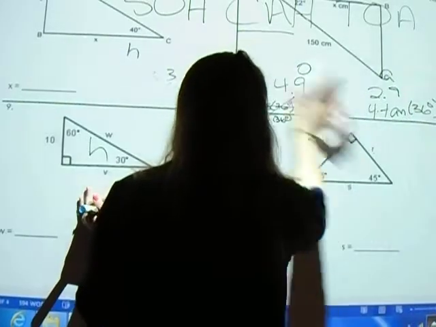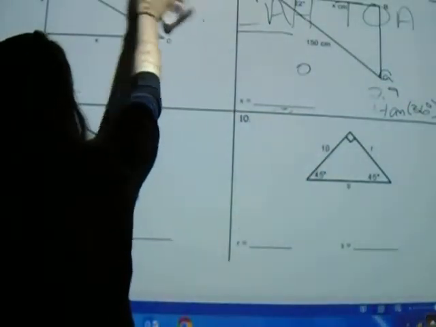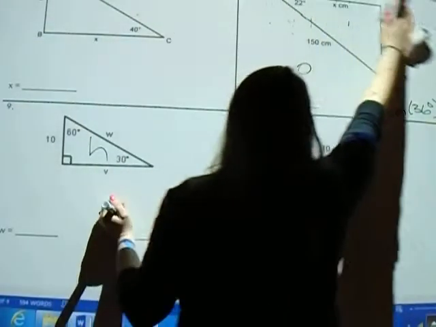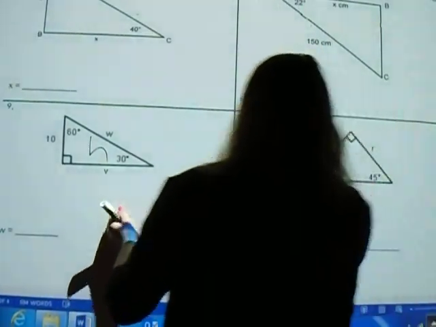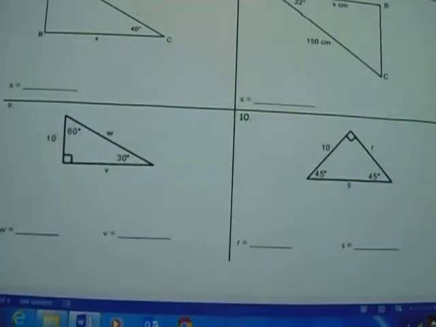Okay, for these we're going to use special right triangles. I know it says to round to the nearest 10, but I don't want you doing that. I want you to leave it as is because we're going to use our special right triangles.